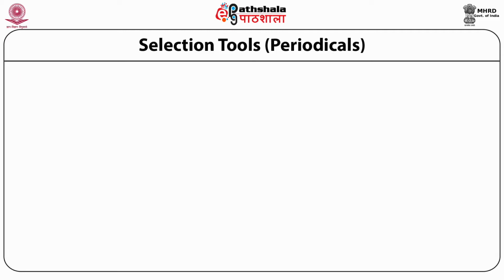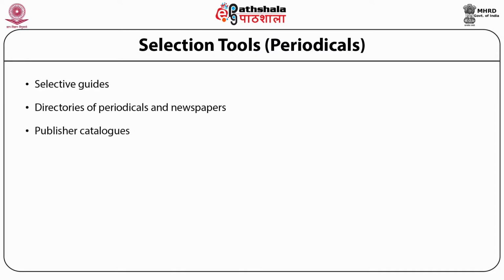So as far as the tools of periodical selection are concerned, it is a bit difficult, different from the books, but still there are selective guides, directories of periodicals and newspapers. Sometimes a publisher catalog also helps us in choosing good periodicals, periodical lists and citations. Sometimes a citation also provides the quality of a periodical.